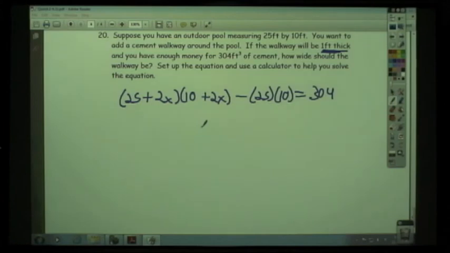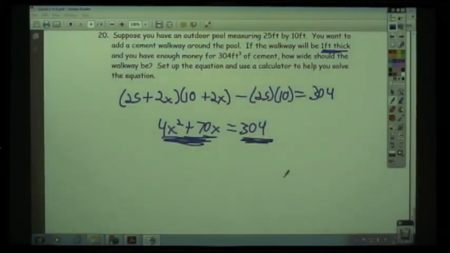So when you multiply this out, you're going to get 4x squared. You're going to have 25 times 2, that's 50. 10 times 2 is 20, so you're going to have 70x. And then 25 times 10 is going to be 250, but it's going to cancel out with this 250. So you're finding when the area of the border equals 304, just like we did on the other one.